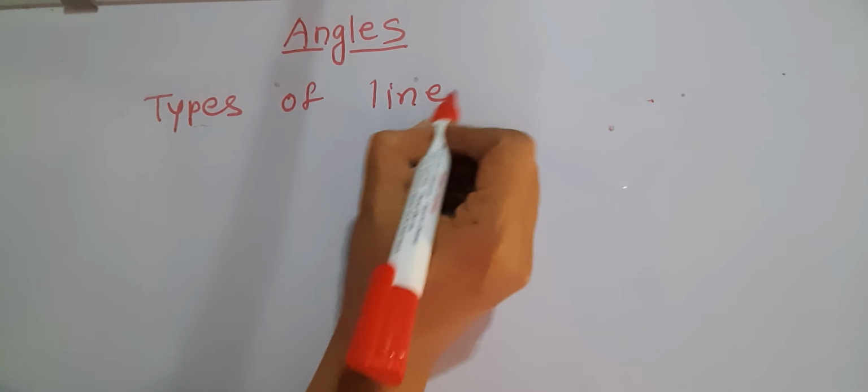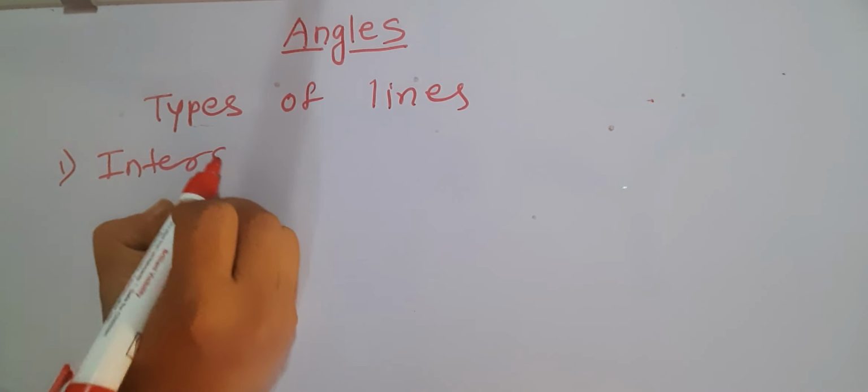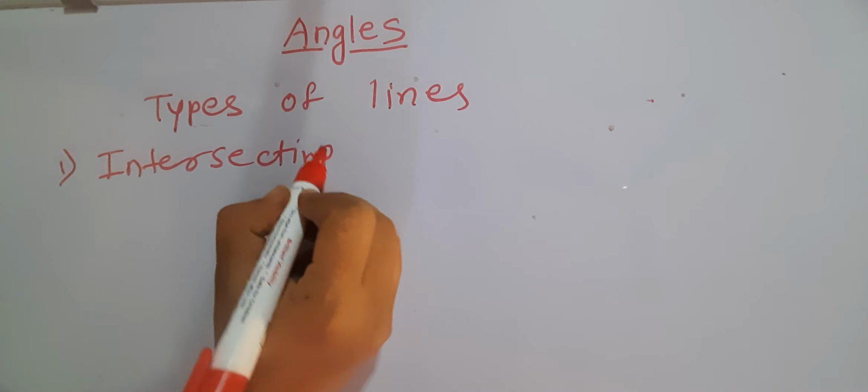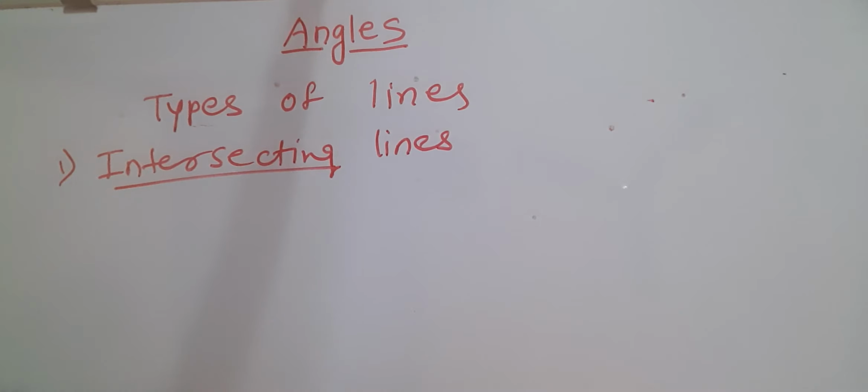We have two types of line. First is intersecting lines. We can say two lines are intersecting when they meet at a common point. The two lines are intersecting lines if the lines meet at a common point.